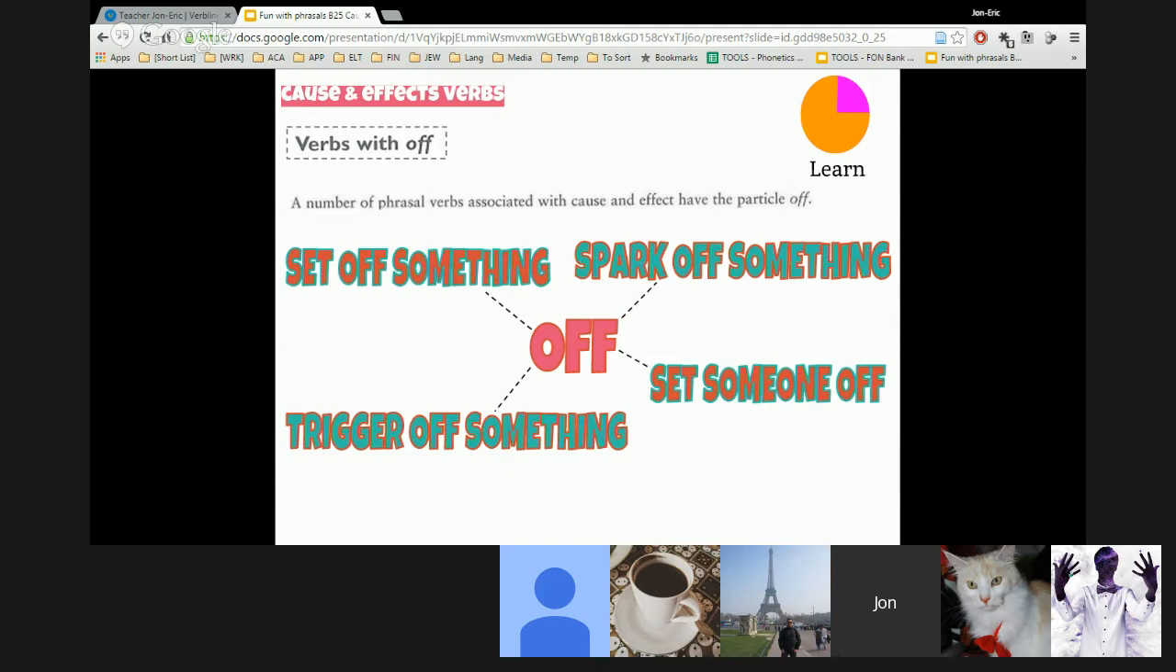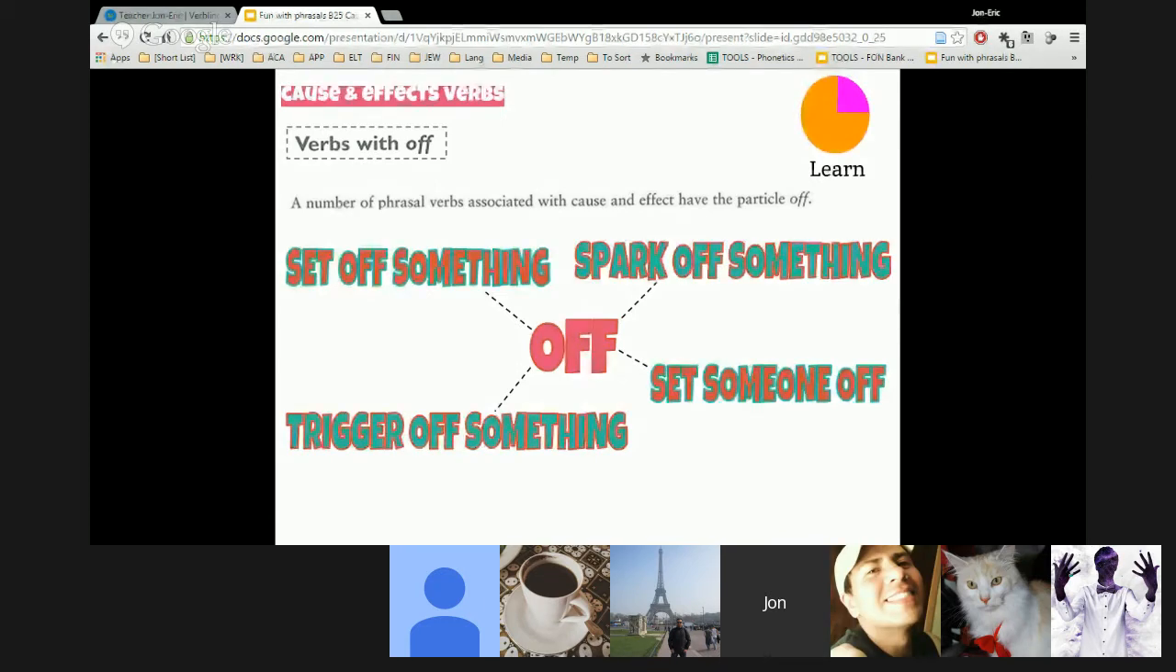Okay? Mr. Rob, say the second one for me. Trigger off something. Trigger. Right. Or trigger something off. Notice you can say it both ways. Okay. Mr. Marcus, can you say the third one for me? Spark off something. Right. Spark something off, spark off something. This one is also possible to reverse. Let's see. Mr. Vlad, can you say the fourth one for me? Set someone off. Notice that's someone and not something. That's important. So they mean something very different when you use something and someone.